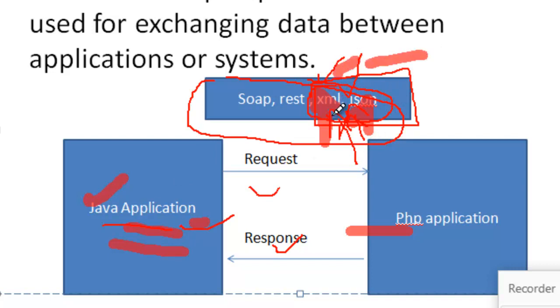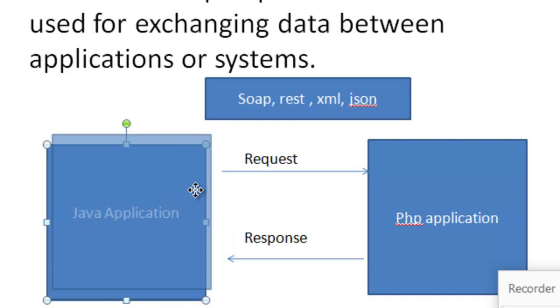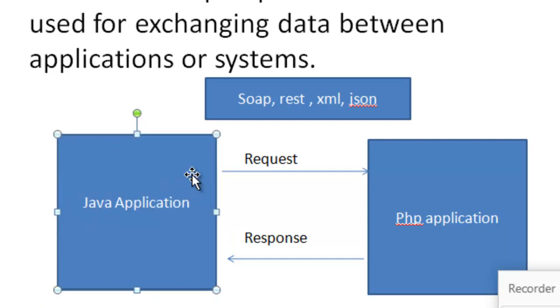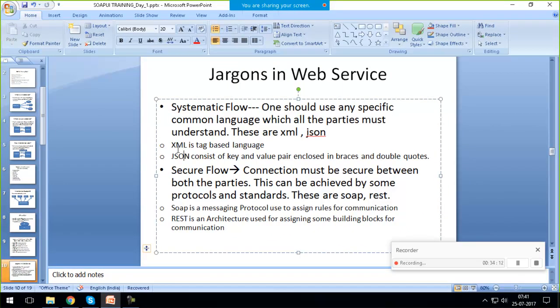Okay. And what is XML? XML is something which is based on tags, and it is very easy to understand, very easy to learn what the key is and what the value is. In the same way for JSON as well. XML is a tag-based language, and JSON consists of key-value pairs, whereas in XML the request we are giving is enclosed in tags.